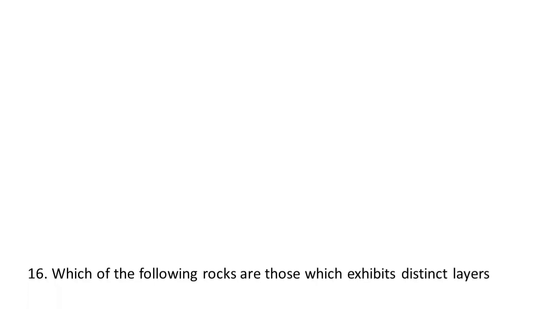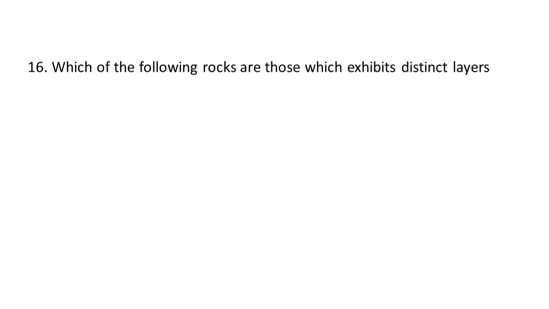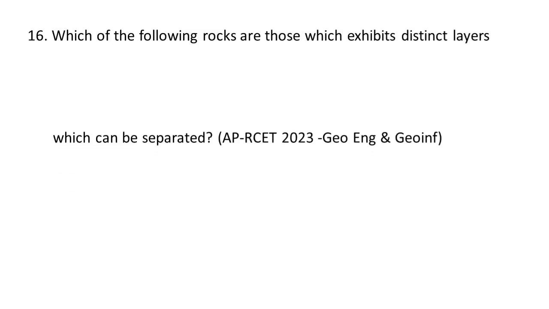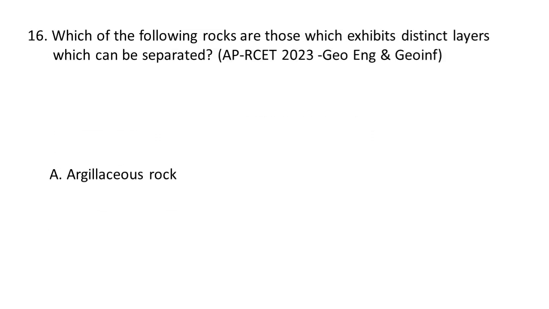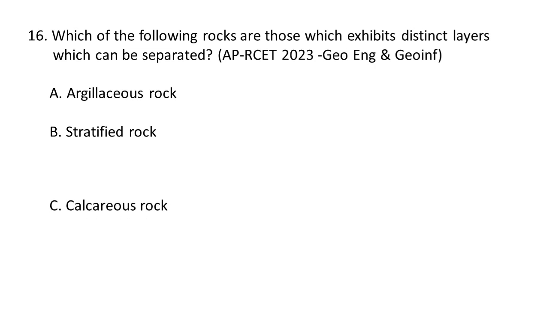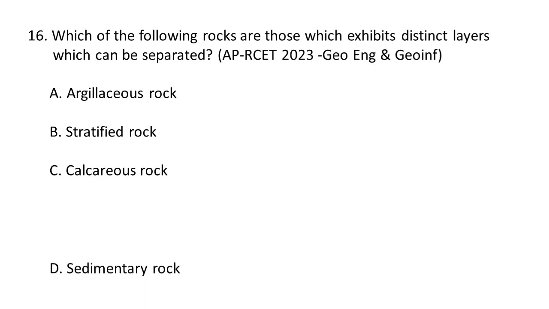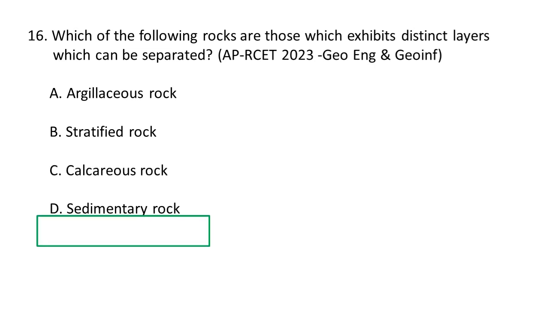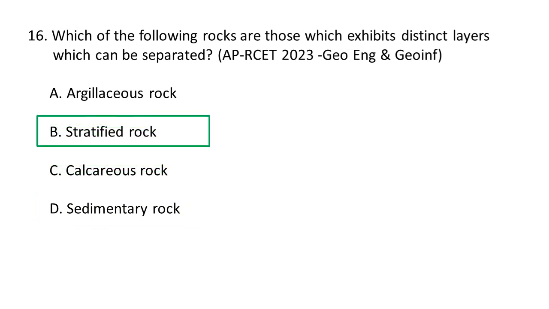Next question. Which of the following rocks exhibits distinct layers which can be separated? That means it has separate layers or a distinct layering habit. A. argillaceous rock, B. stratified rock, C. calcareous rock, and D. sedimentary rock. Rocks which exhibit distinct layers that can be separated are known as stratified rock. So B. stratified rock is the correct answer.